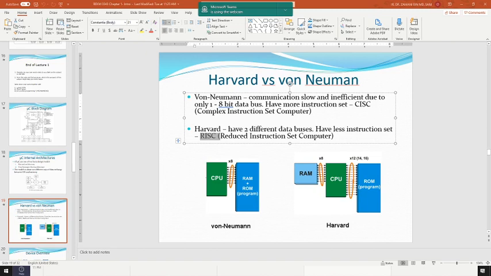So these are the two types, Harvard and von Neumann. These are the two architectures, and you just need to understand the difference between them. Okay, next one. This is the device overview.